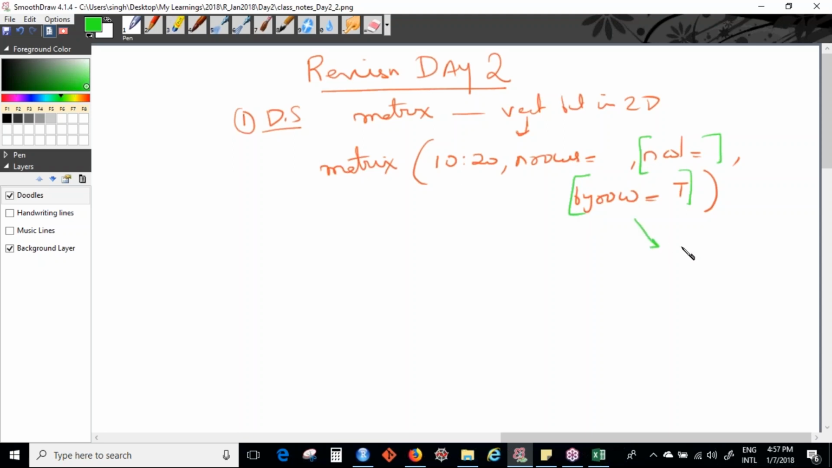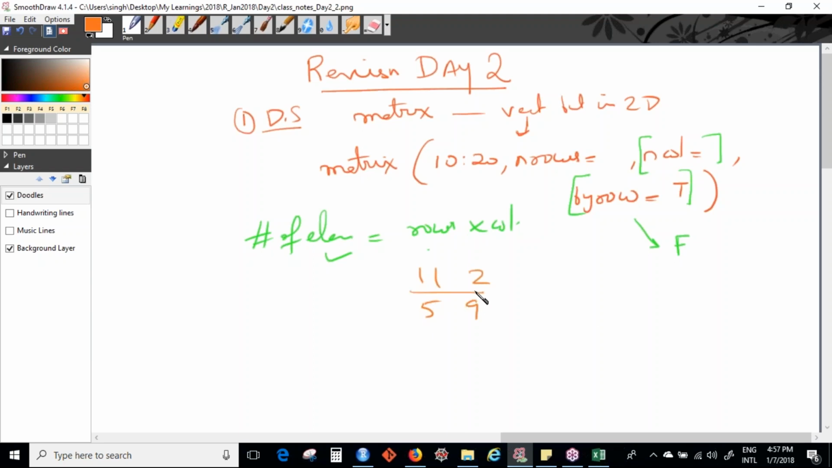So byrow by default will take false. That means it will fill the columns first, and number of columns if you don't give, it will automatically calculate, because it knows that number of elements is equal to rows into columns. So if you give this, only one will be required, both is not required. Okay, so that's about a matrix. Let's say you define a matrix like this. This is a matrix that you have got.